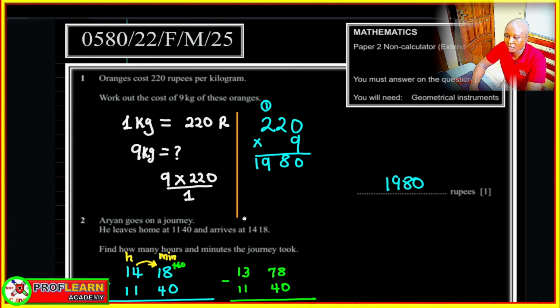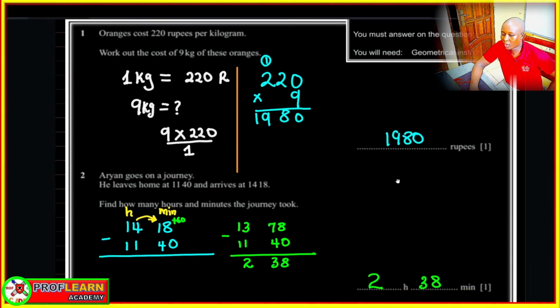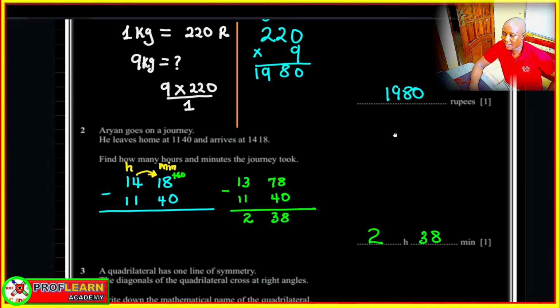Question 1, we are told that oranges cost 220 rupees per kilogram. We are supposed to work out the cost of 9 kg of these oranges. So which means that 1 kg is 220 rupees, but we need to ask ourselves, what about 9 kg? So that is going to be cross multiplication. So meaning that we are going to cross 9 times 220 over 1 kg, and kg will cancel out. And if you multiply, you're going to get 1980 rupees for that case.